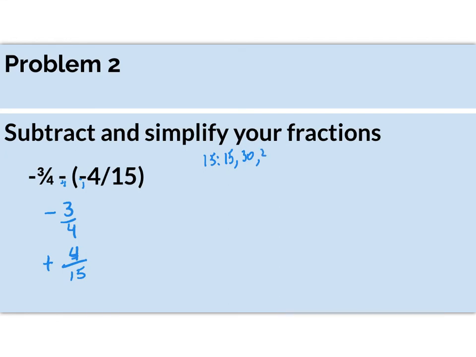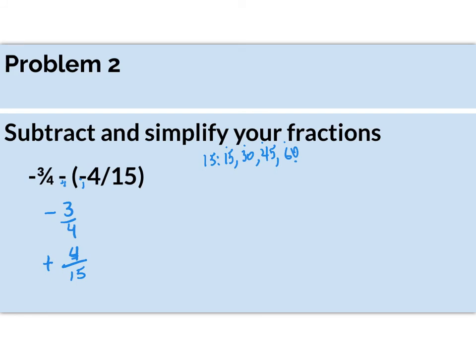Go to the next number, 45. Does 4 go into 45 evenly? No. The closest numbers are 44 and 48. So let's go to the next number, 60. Does 4 go into 60 evenly? Yes. How do we know that? 15 times 1, 15 times 2, 15 times 3, 15 times 4. So we know that 60 will be the lowest common denominator.